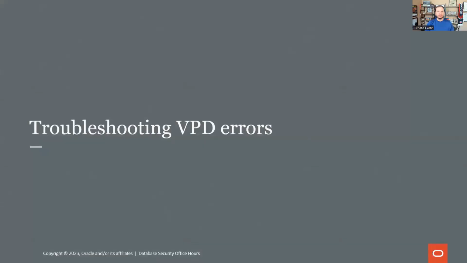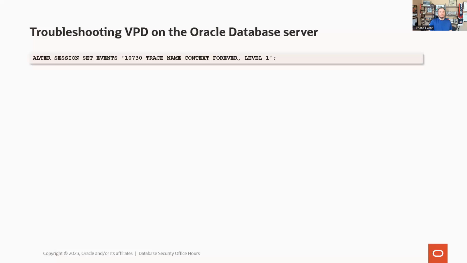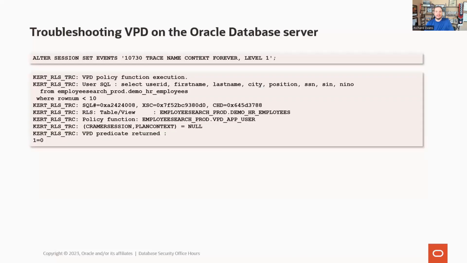Real quickly, just a couple of troubleshooting steps that I would recommend. I got these out of the My Oracle Support note that talked about troubleshooting VPD. If you want, you can alter the session and set this 10730 trace and then get information on it. What you'll see in your trace directory looks something like this. We can see the query that I've executed, and if you look at the very bottom, you can see the predicate returned 1 equals 0. So you can get an idea of which predicate was run during this, because I don't feel like I'm getting the results that I should get here.